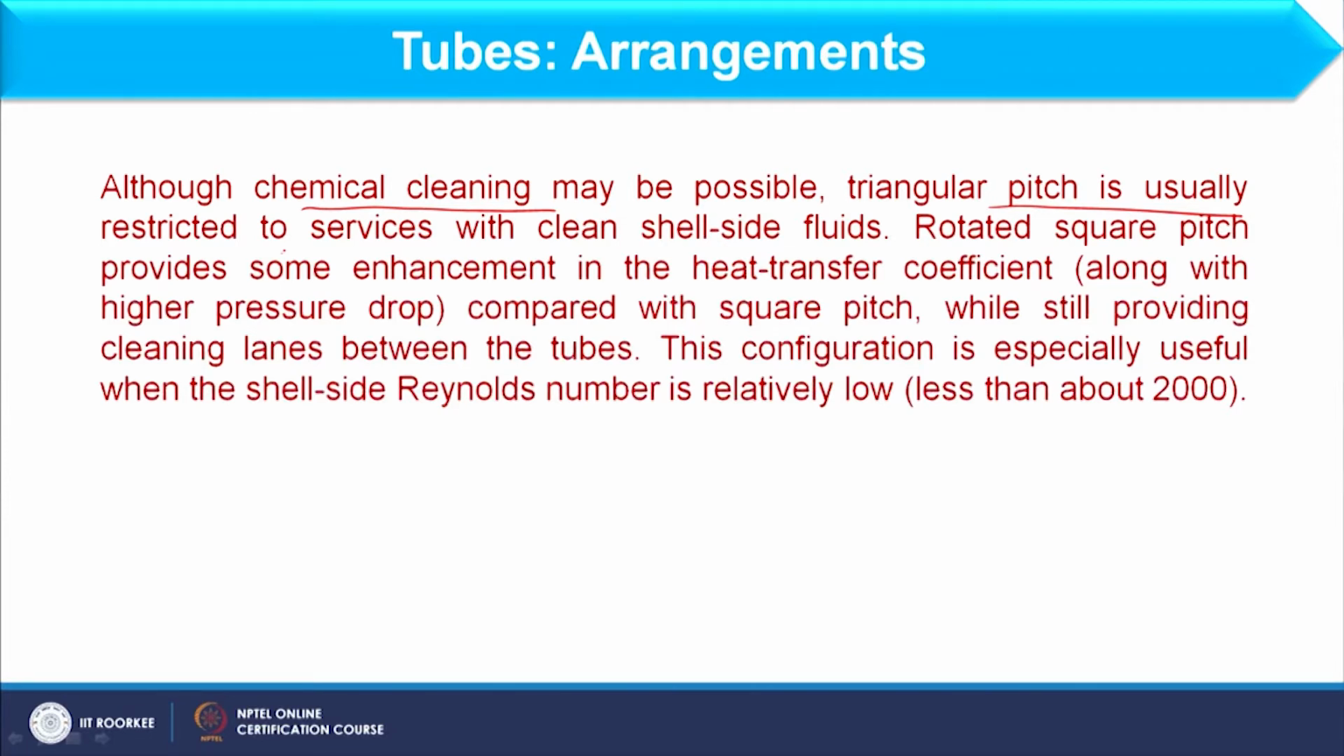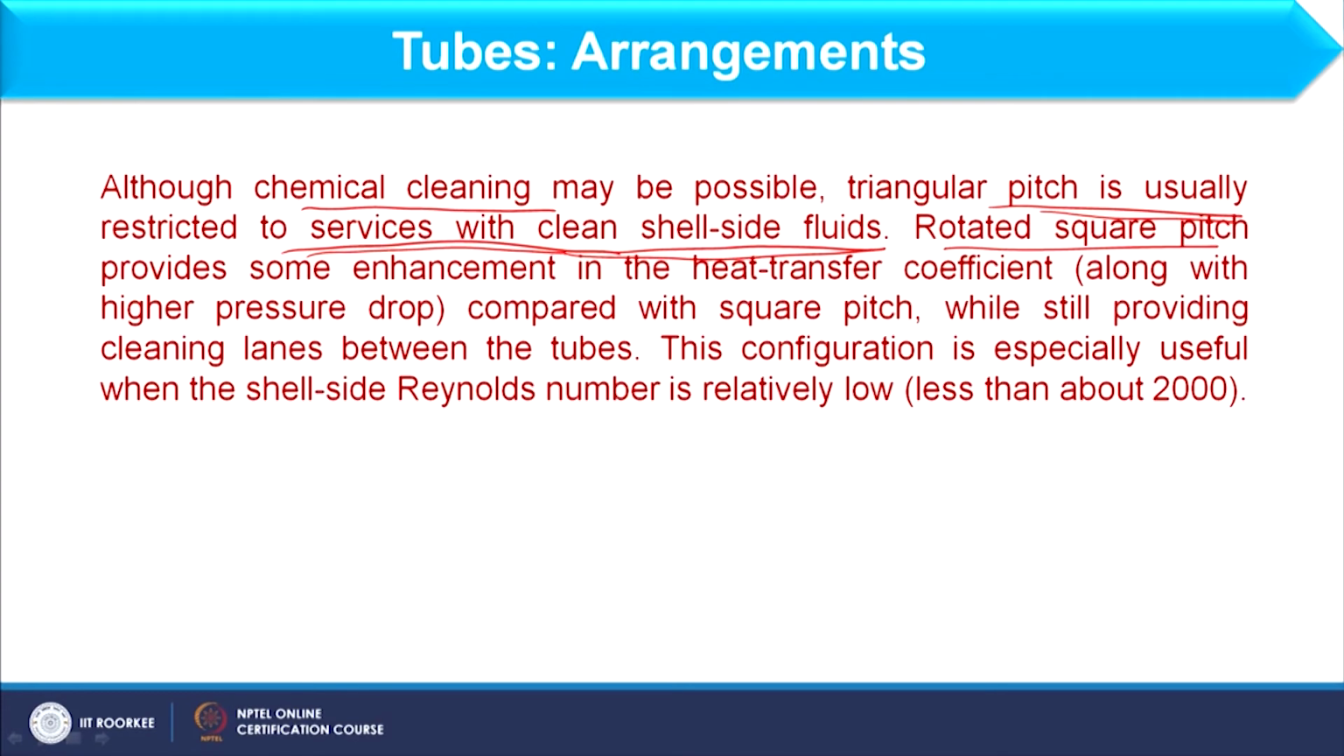If you remember the order of priority by which we are allocating the fluids to shell side or tube side, you should see there that if corrosion is more, fouling is more, that fluid we allocate to tube side, and the reason is this only, because gap is very less and cleaning is very difficult in shell side, right. So, we should allocate clean fluid to the shell side. So, although chemical cleaning may be possible, triangular pitch is usually restricted to services with clean shell side fluid, that we have already discussed.